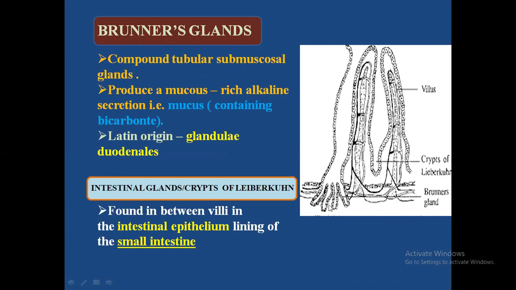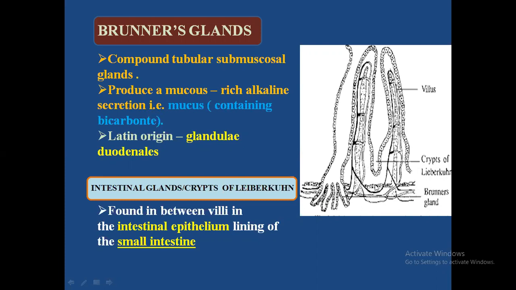You may see here, this is the Brunner's gland. These compound tubular submucosal glands are present at the submucosa region. The above one is the mucosa and the below one is the submucosa. They produce a mucus rich alkaline secretion, mucus containing bicarbonates. Mostly Brunner's glands produce mucus only. And the second one is called Crypts of Lieberkuhn. You may see here, this is the Crypts of Lieberkuhn. This is the Brunner's gland.